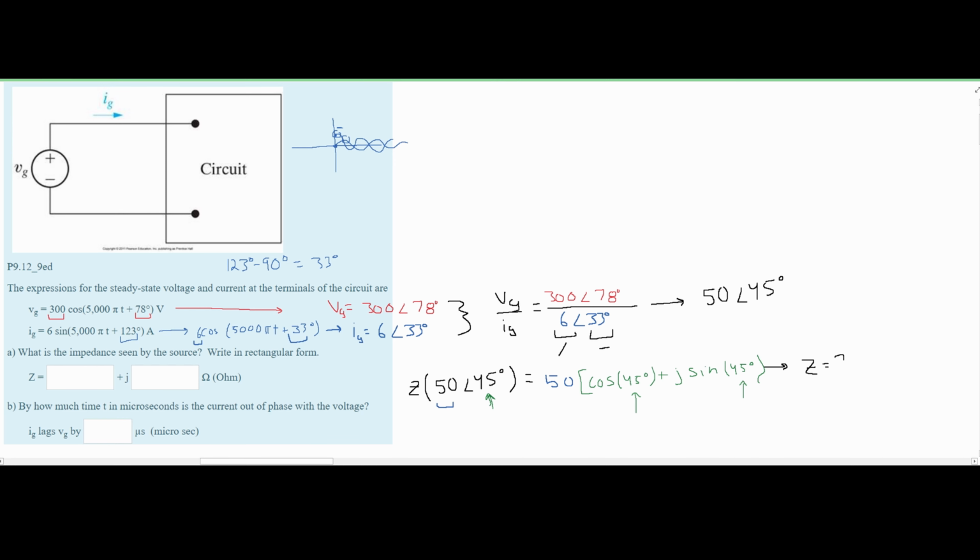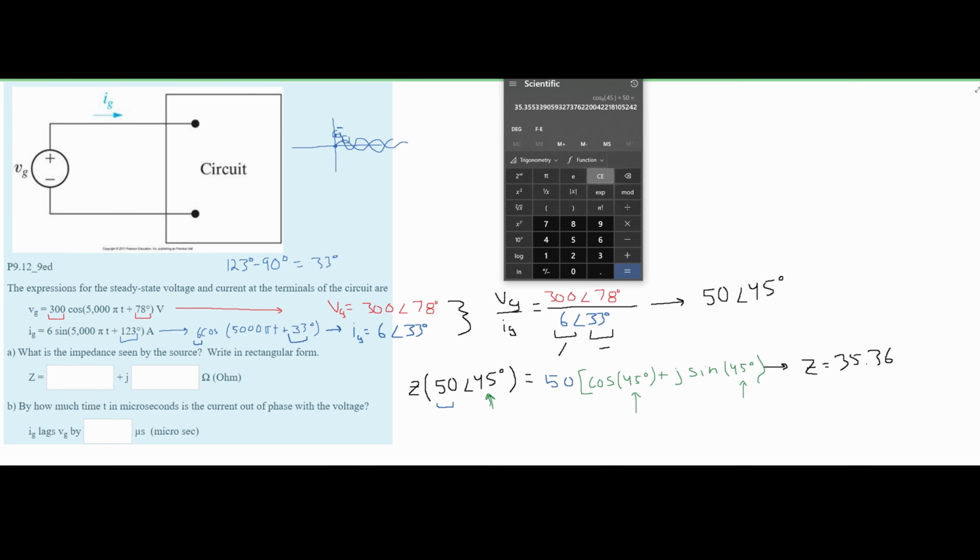So for the first part, we have 35.36. Now we're going to look at the second part. We can clear this, and again, in degrees, we have 45 inside of our sine, and this is being multiplied by our 50, and then because it's at 45 degrees, we know that we're going to get 35.36 again.